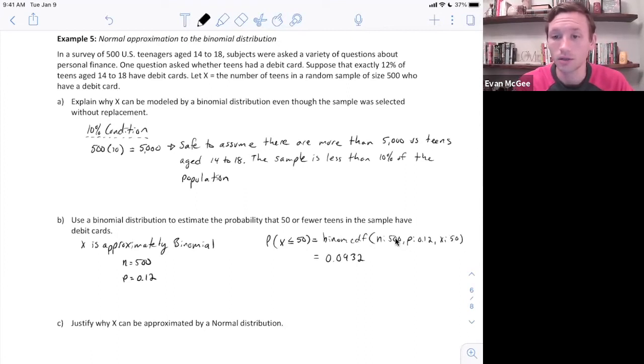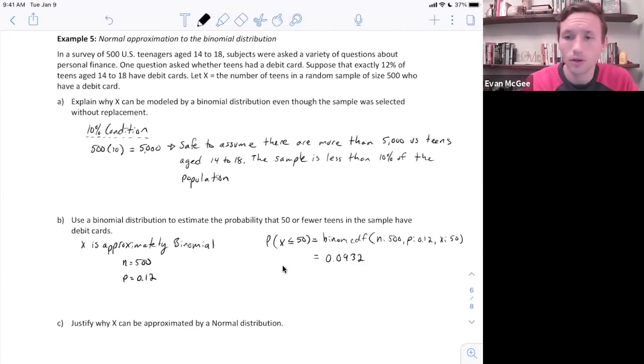So the number of trials is 500, probability of success is 0.12, and this gives us a probability of 0.0932, which means there is a 9.3% chance that we get 50 or fewer teens in our sample that have a debit card.